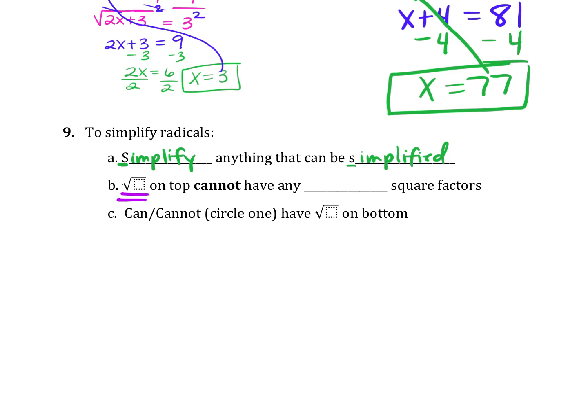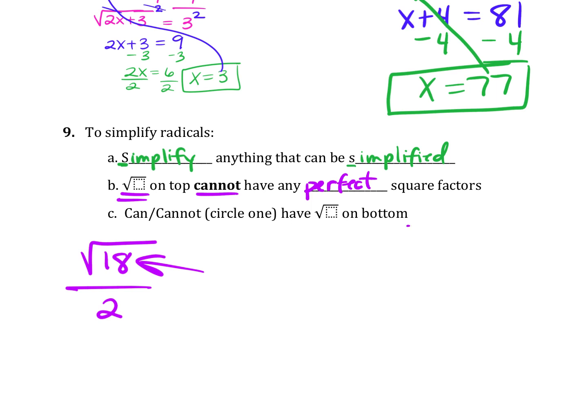The second one, a radical on top cannot have any perfect square factors in it. If there is a radical on top of a fraction, like rad 18 over 2, this has a perfect square factor in it. What is the perfect square factor in rad 18? 9. That's not okay, right? We have to keep going. So cannot have any perfect square factors on top.